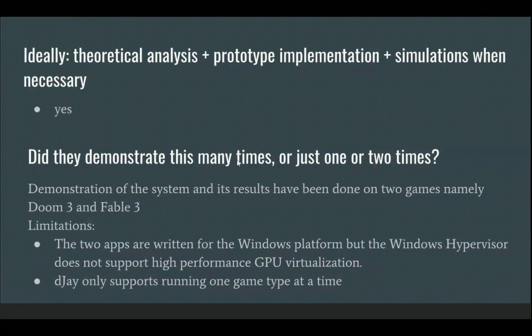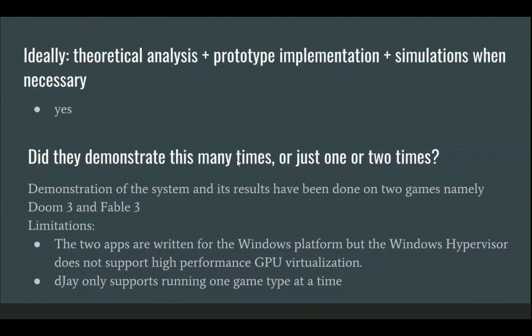So, in my opinion, the authors have provided enough theoretical analysis and prototype implementation and simulations when necessary. But when we get to this question, if they have demonstrated it multiple times or not, I would say no, because they have only demonstrated the system in 2 games, which is Doom 3 and Fable 3. It also has limitations because both these games are written for Windows platform and Windows hypervisor do not support high-performance GPU virtualization. Whereas other hypervisors such as VMware and Citrix do not have this limitation.